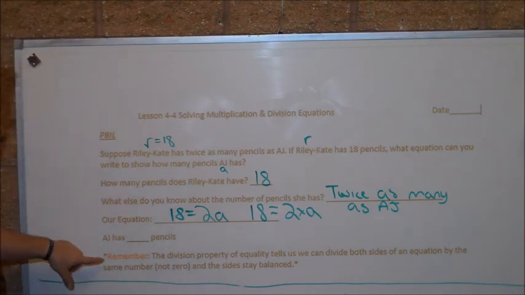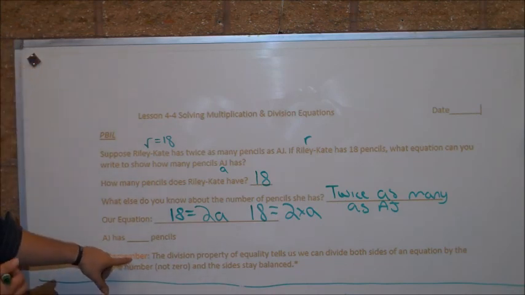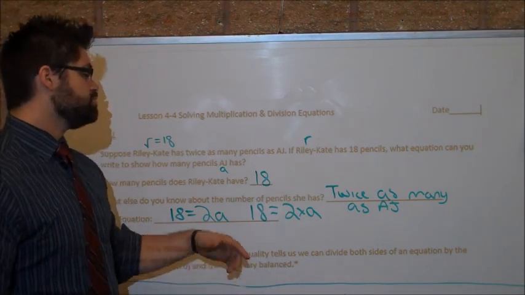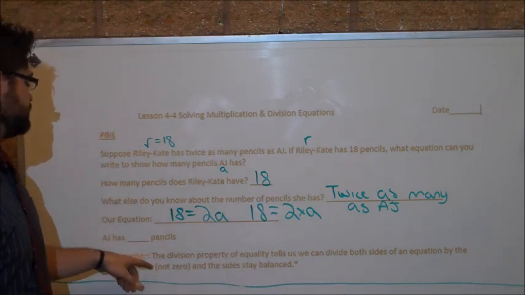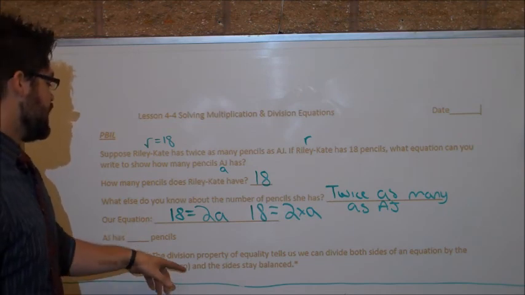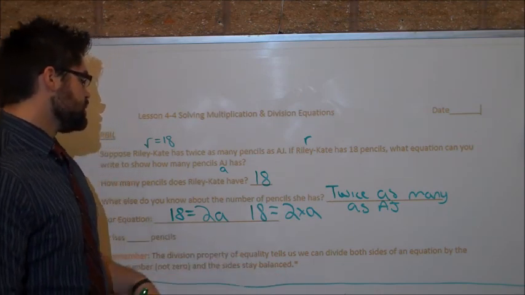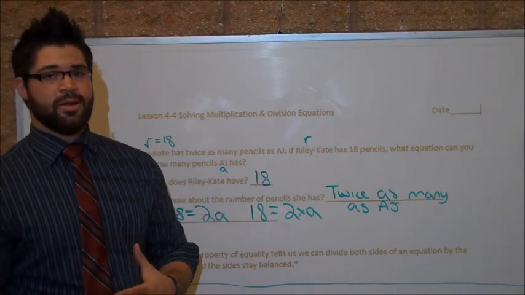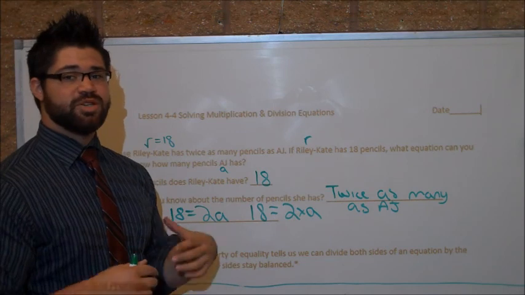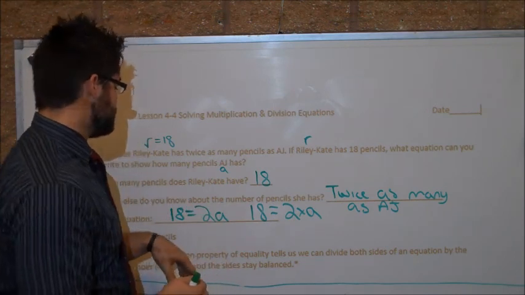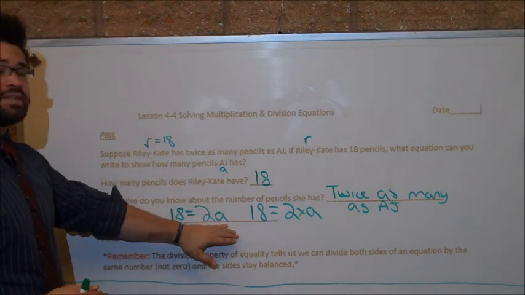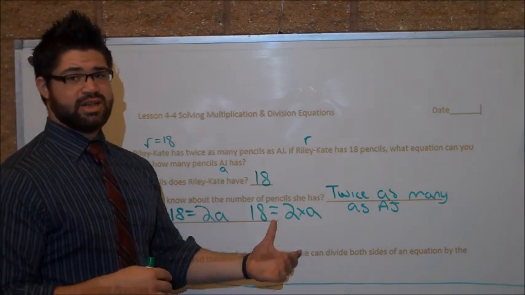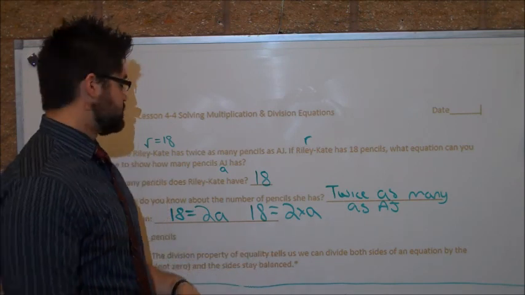So I have down here a little reminder. It says, remember, look in your notes with me. The division property of equality tells us that we can divide both sides of an equation by the same number, as long as it's not 0, and the sides stay balanced. So that's our division property of equality. Essentially, what you do to one side, you have to do to the other. And just like with addition and subtraction, we use the inverse, or the opposite, of the operation that we're doing to get the variable alone. And in the beginning, we talked about how division is the opposite. It's how we undo multiplication.